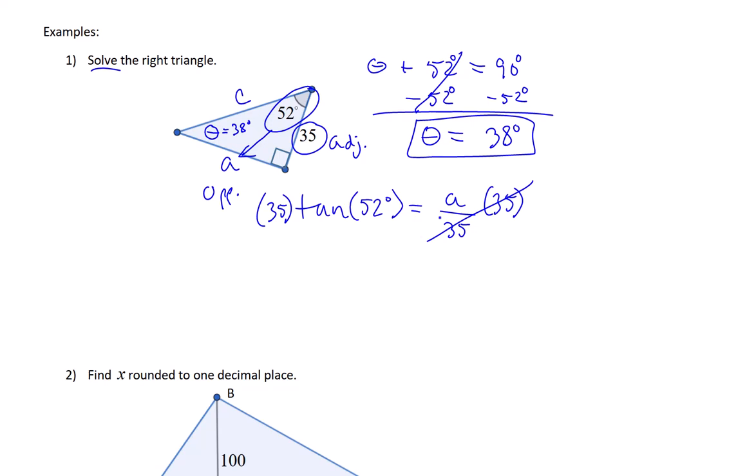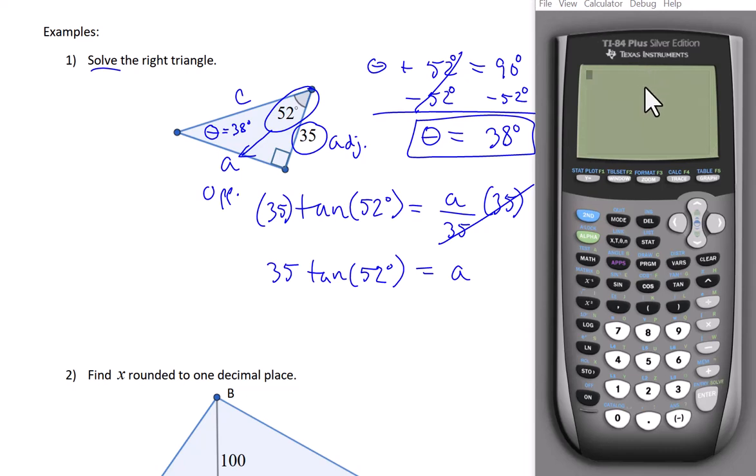The 35 we were just using with A over 35, when multiplied there, would cancel with the 35 in the denominator, leaving us only with A on that side all by itself. That's a good sign. That's good news. On the other side of the equation, that leaves us with 35 times the tangent of 52 degrees, which is something we can find on our calculator, thankfully.